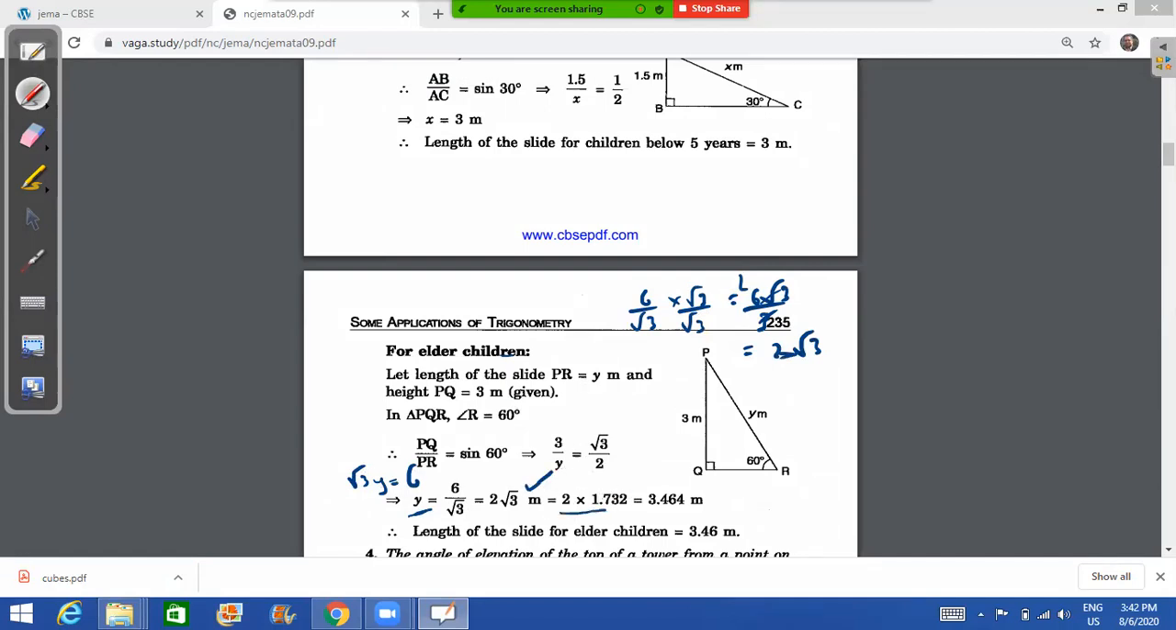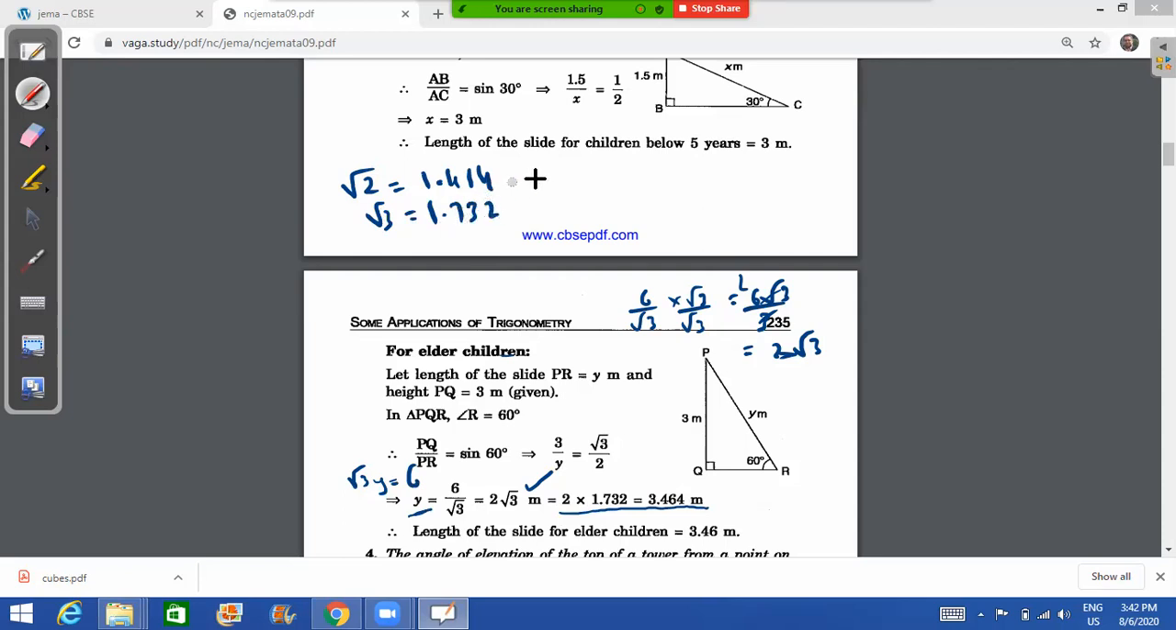Now here, one important thing, if you want to give your answer in decimals, please remember these values. The value of root 2 is 1.414 and the value of root 3 is 1.732 up to 3 places. Of course, it's a non-terminating and non-repeating number.